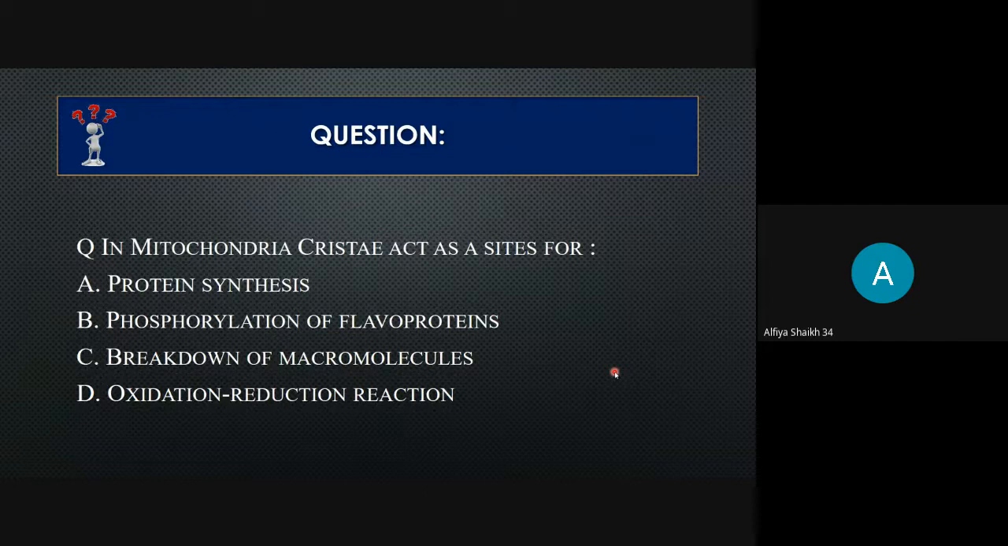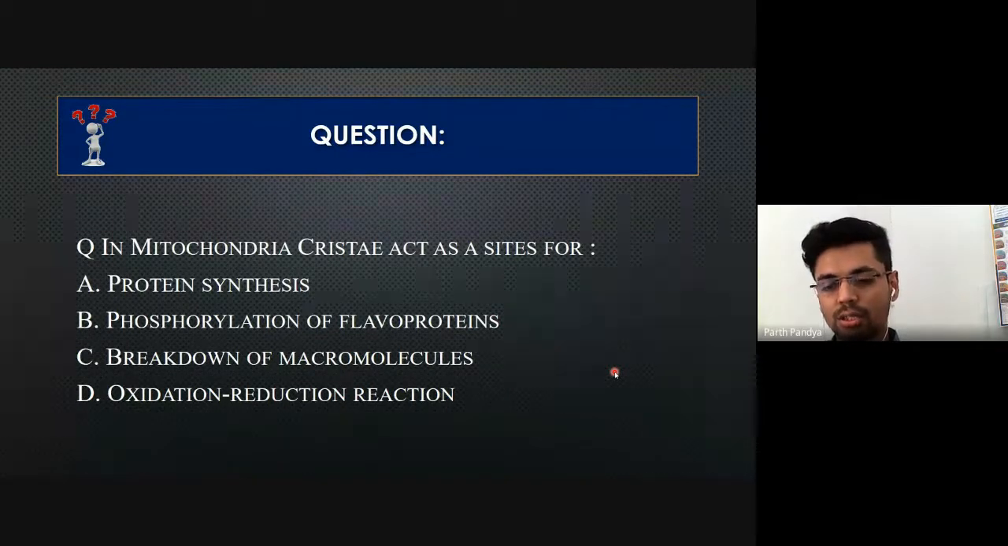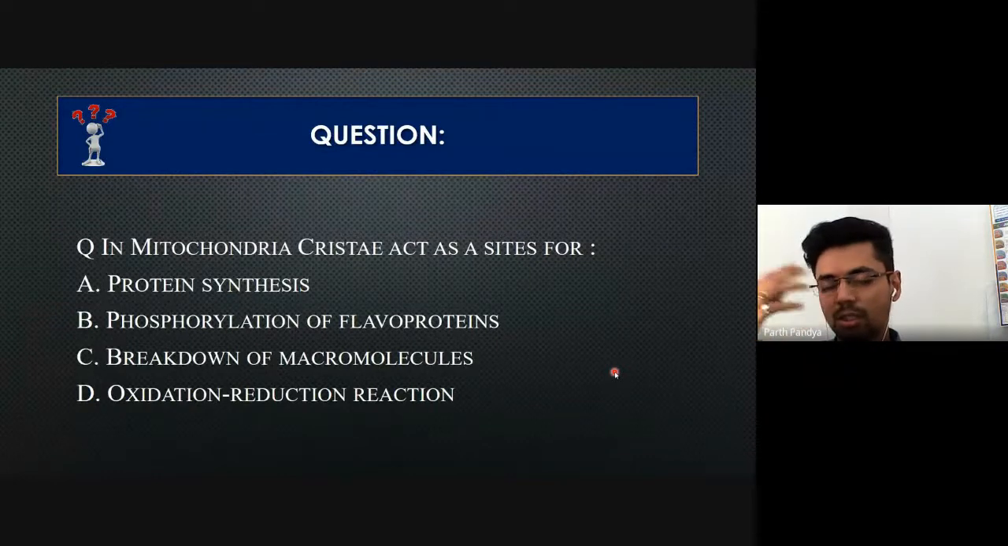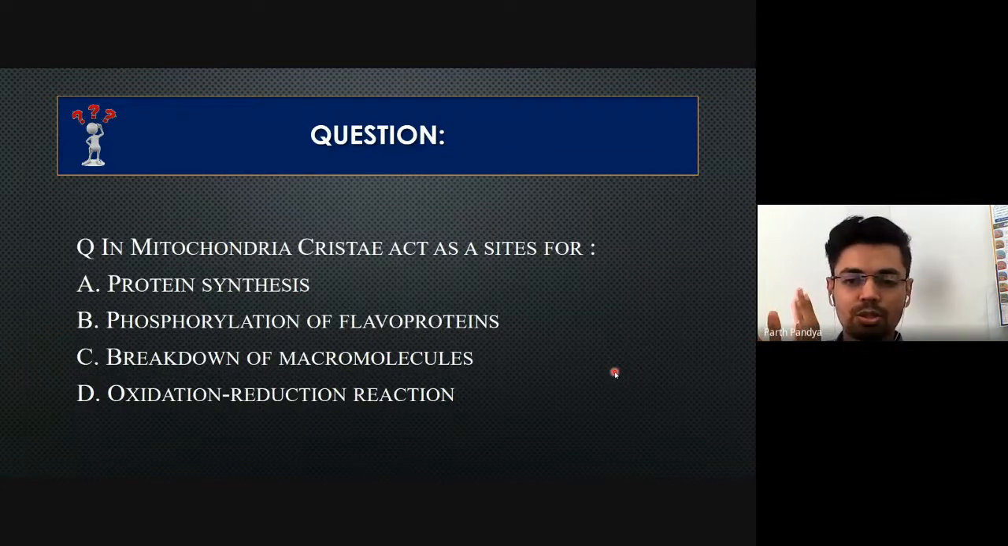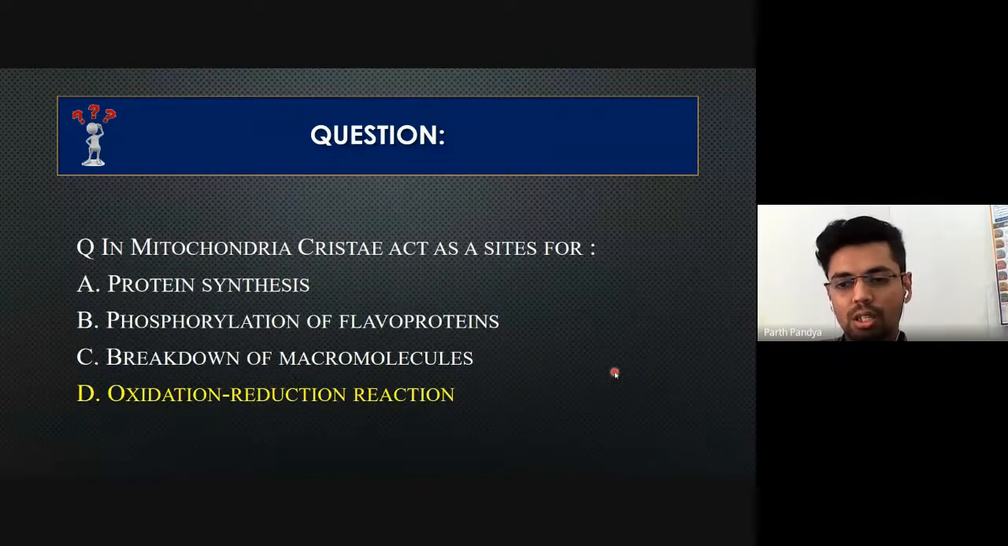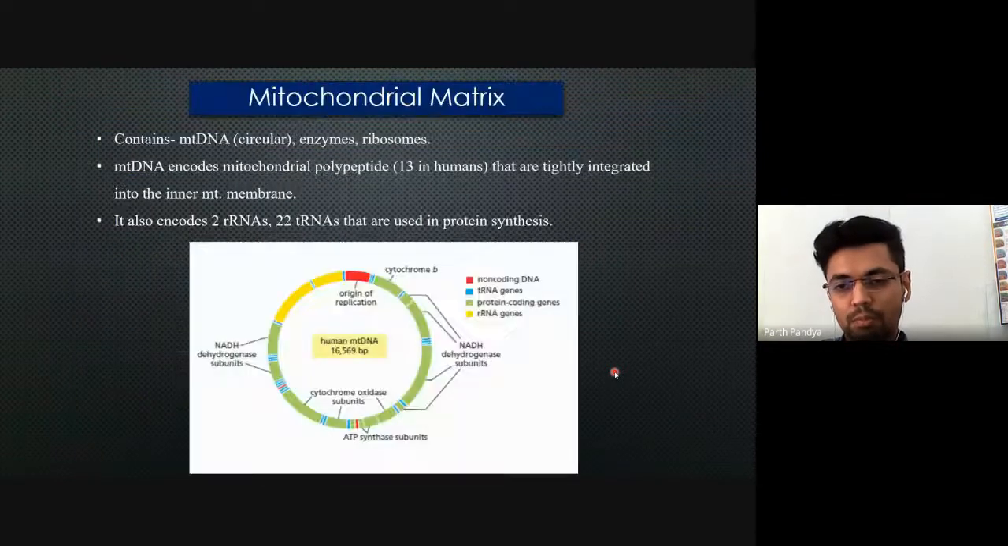Electron transport chain, exactly. So yes, breakdown of the macromolecules is partly correct, but to a major extent it is the electron transport chain, which leads to the donation of electrons and overall the oxidation reduction of certain complexes in it. So that is the answer: the oxidation reduction reaction is the major process acting in the mitochondrial cristae.